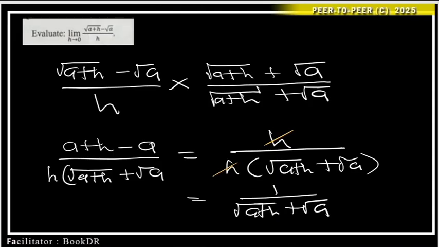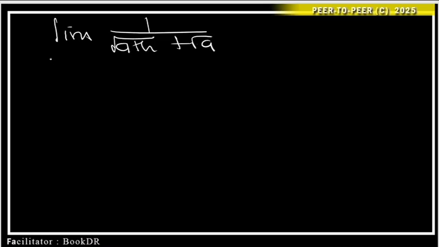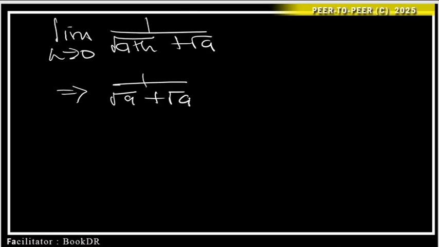We will now take the limit of the remaining expression. We will now evaluate the limit of 1 on the square root of a plus h plus the square root of a, as h approaches 0. As h approaches 0, the expression will reduce to the square root of a plus the square root of a, and this can be simplified to 1 on 2 root a.